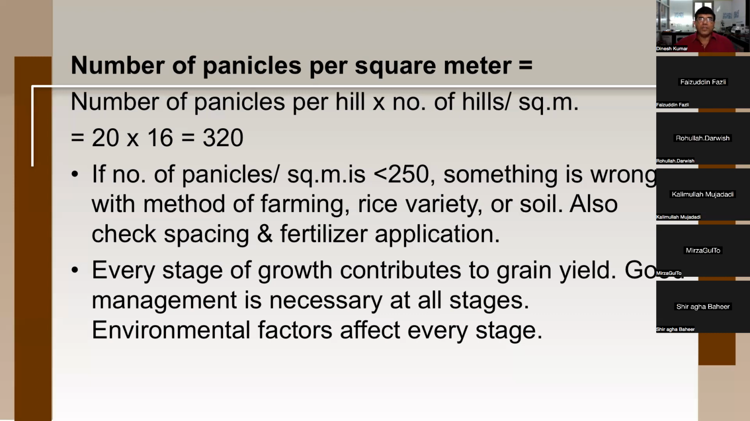So you can see, to achieve a higher number of panicles per meter square, we should take care of the crop from the very start. We should have a good drainage facility, good irrigation, good fertilizer management, good insect pest and disease management, good weed management, and efficient or high yielding varieties. Then we can have a higher number of panicles per meter square.